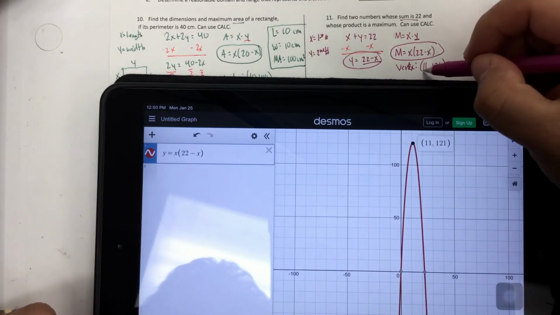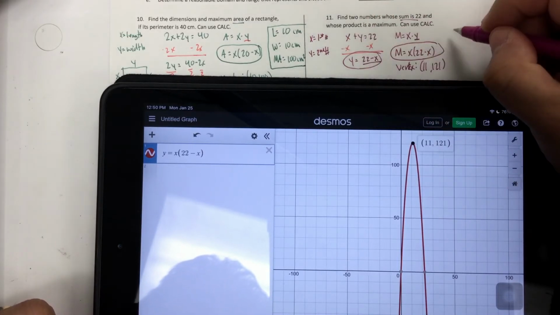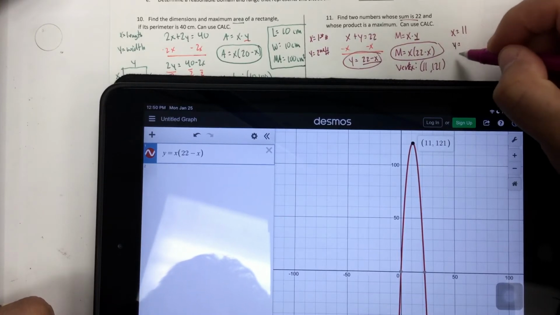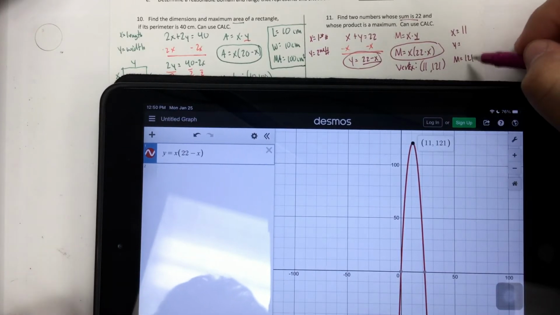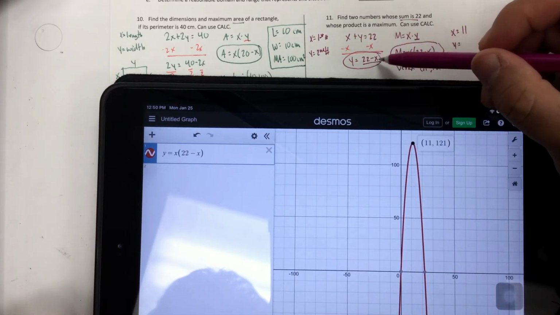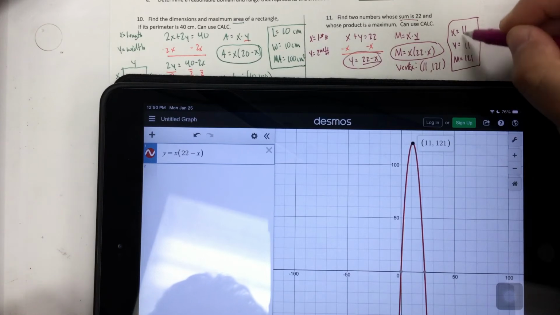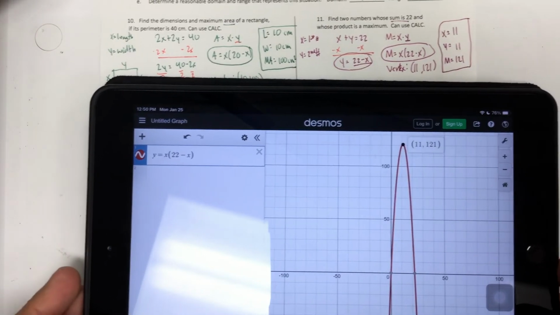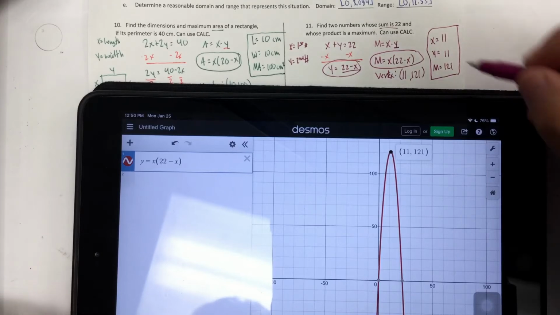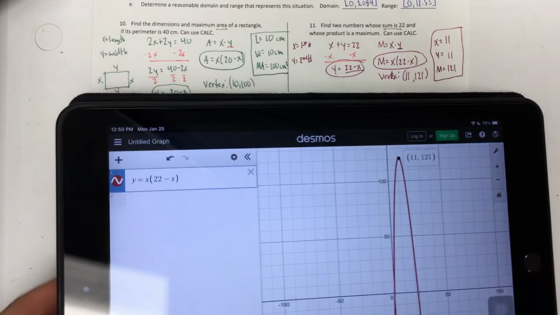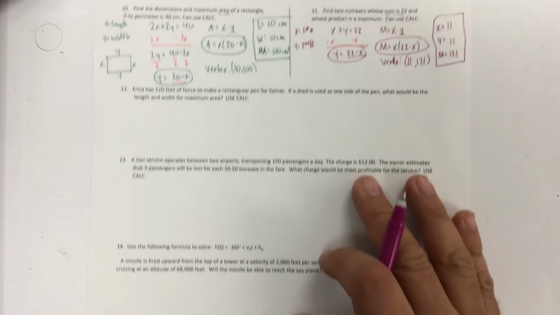So once again, this is going to represent our first number. So x, the first number, is 11. We don't know the second one yet, but we know the third, the max product, is going to be 121. And you can either divide these two or plug it in here. So 22 minus 11 is 11, which makes sense because 11 times 11 is 121. And notice I didn't put units because there were none. You could put u for units if you wanted, and units squared, but here it's talking about numbers, so that's not necessary. All right, we're on to number 12 now.